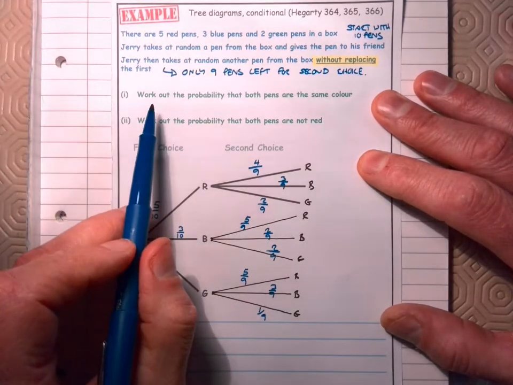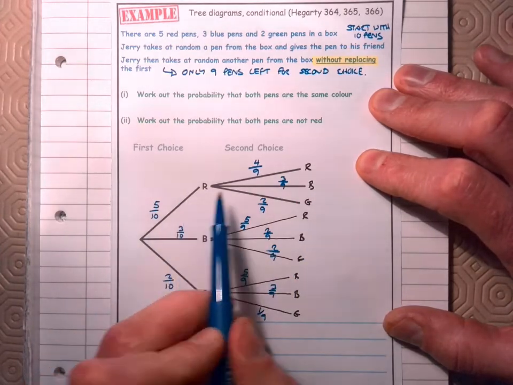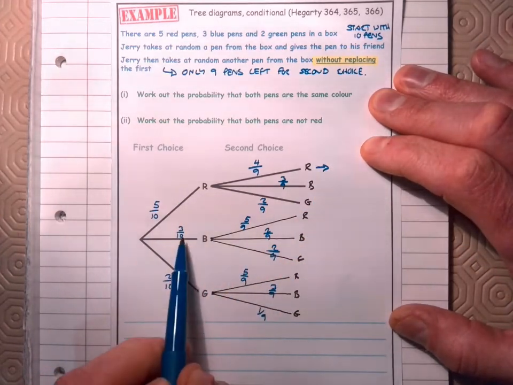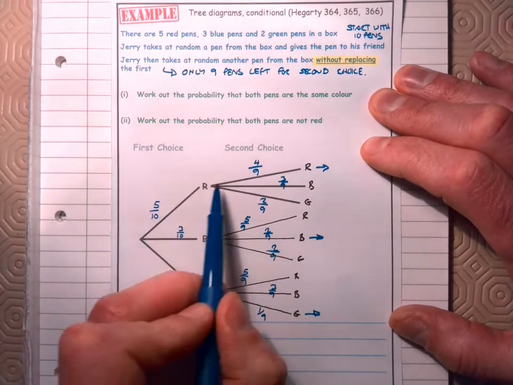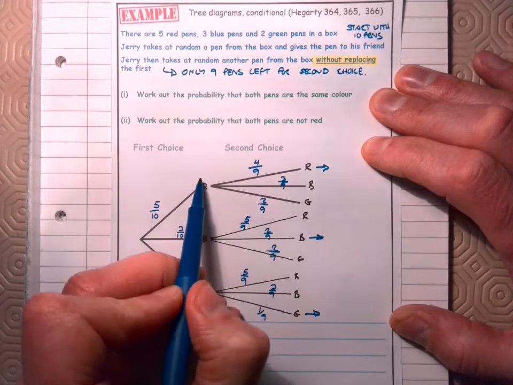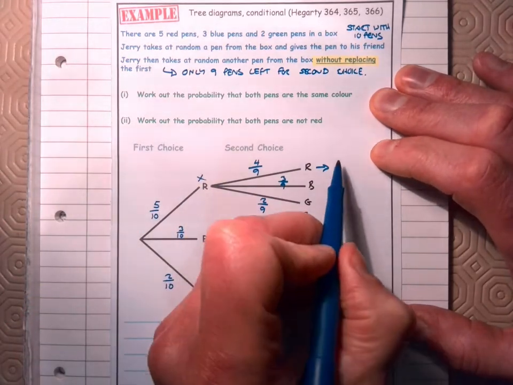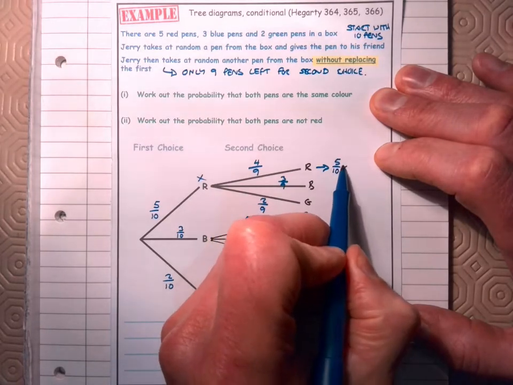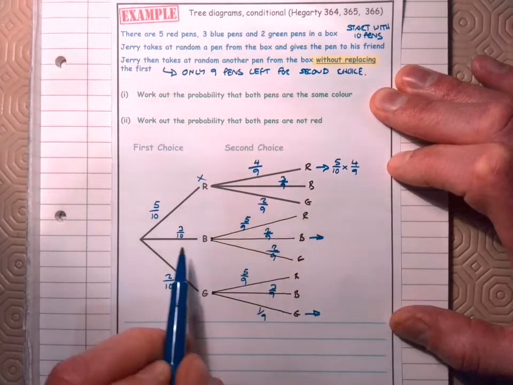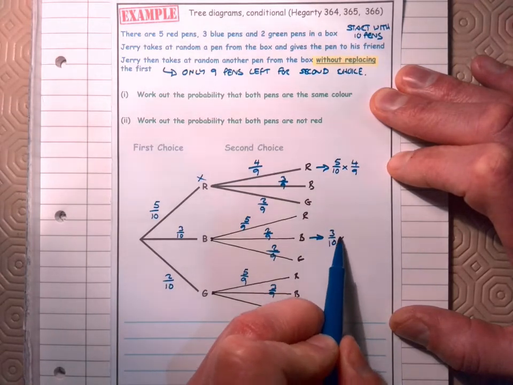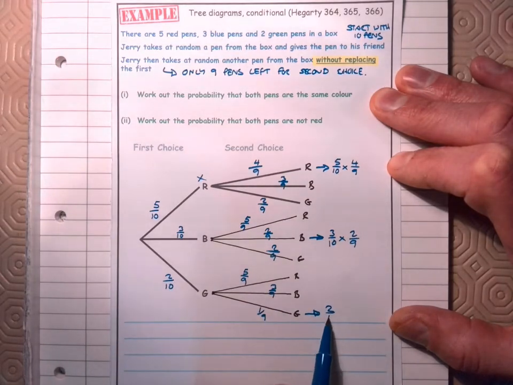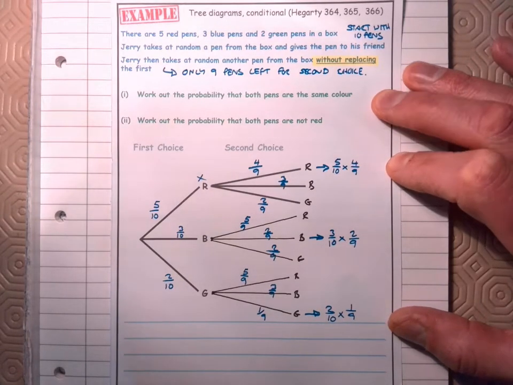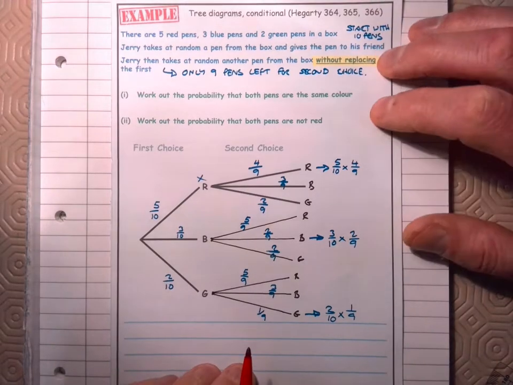So we need to work out the probability that both pens are the same colour. Red and red, we'll have that one. Blue and blue, I'll have that one, and green, we'll have that one. Now when we're going along the branches of probability, we are multiplying. So we need to do 5/10 multiplied by 4/9. Here I've got 3/10, multiplied by 2/9. And here we've got 2/10, multiplied by 1/9. They're my probabilities for the same coloured pens being chosen.